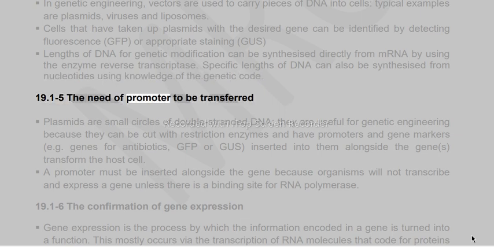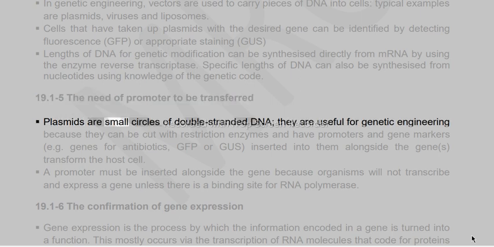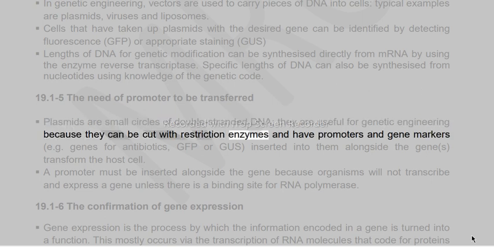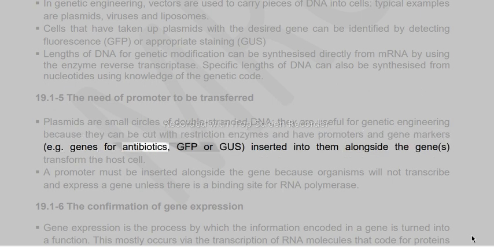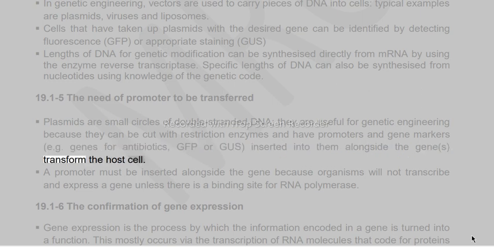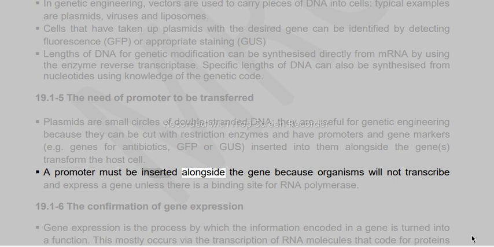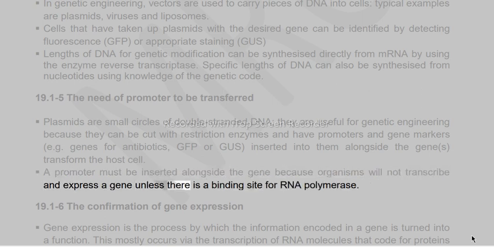19.1-5 The need of promoter to be transferred. Plasmids are small circles of double-stranded DNA. They are useful for genetic engineering because they can be cut with restriction enzymes and have promoters and gene markers, e.g. genes for antibiotics, GFP or GUS, inserted into them alongside the genes to transform the host cell. A promoter must be inserted alongside the gene because organisms will not transcribe and express a gene unless there is a binding site for RNA polymerase.